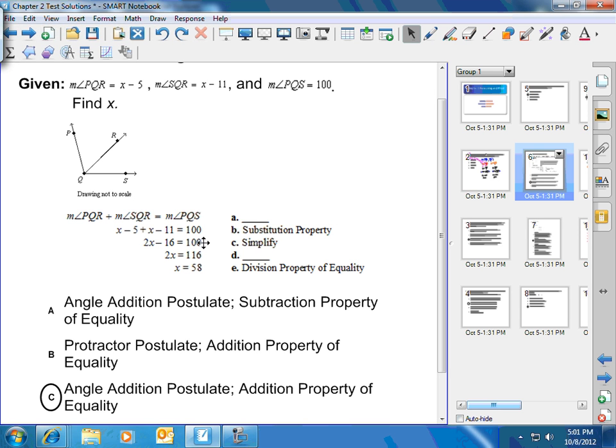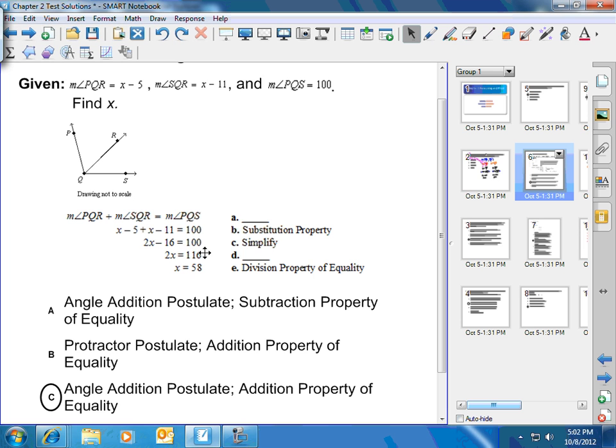They're going to substitute the measure of angle PQR with x minus 5, the measure of angle SQR with x minus 11, and so forth. And then they're simplifying by combining like terms. You have a minus 5 and a minus 11. That's minus 16. And then they're going to add 16 on both sides. They're trying to get x by itself.